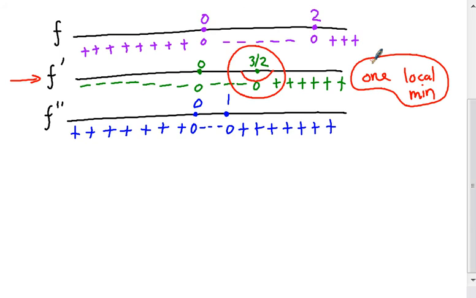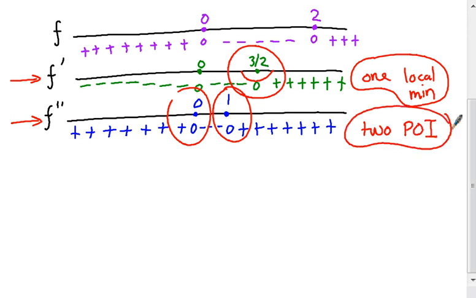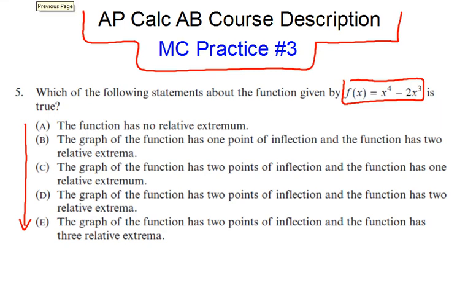Okay, and now let's turn our attention to the second derivative so we can count inflection points. How many sign changes do we see? Positive to negative, negative to positive. 2 sign changes, 2 inflection points from concave up to down. I won't try to draw that right now, but 2 points of inflection. All right, so 1 local min, 2 points of inflection, and let's see if we can identify that answer.